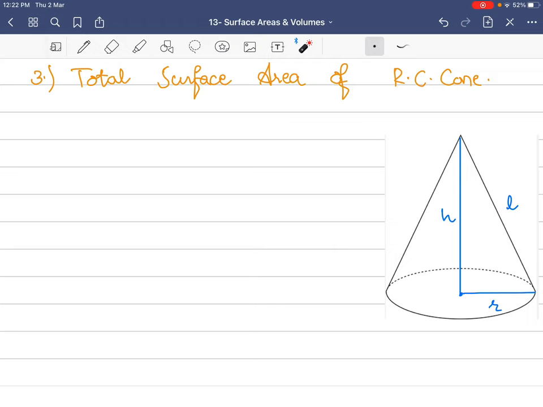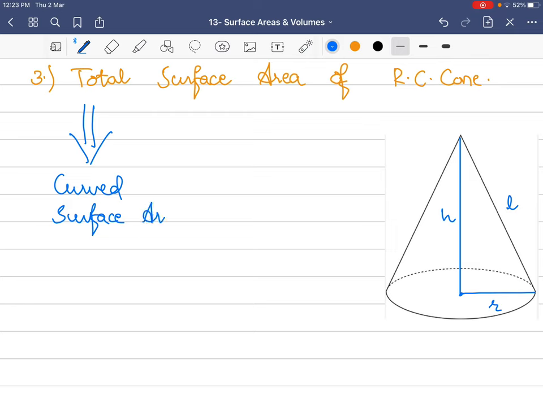Now we know that the total surface area of any solid figure is equal to its curved surface area plus the base plus the top or the roof of the figure. Now in this figure there is no roof, because it's ending at this point, at this vertex. So we just have the base of a right circular cone. So the total surface area of a right circular cone is going to be equal to the curved surface area plus the area of the base.